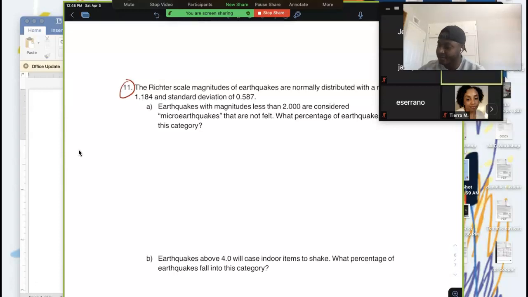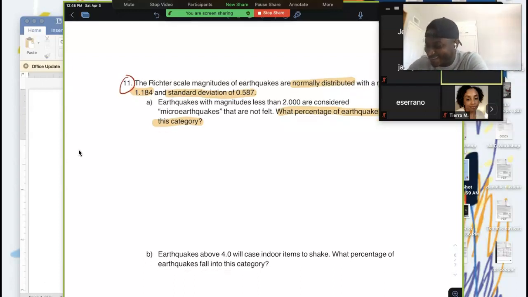Okay, so for number 11, what should we do? So part A, we want to know what percentage falls in the category. And then you said it's standard normal. Why would it be standard normal? Mean, standard deviation, and normally distributed. Right. It's actually before that, but it's okay.